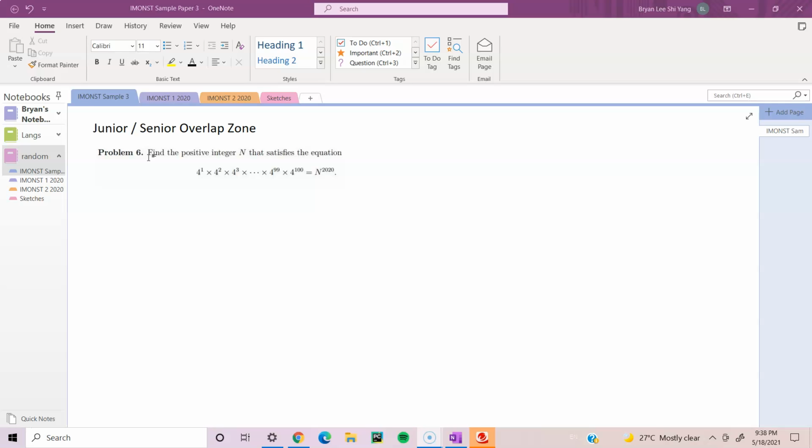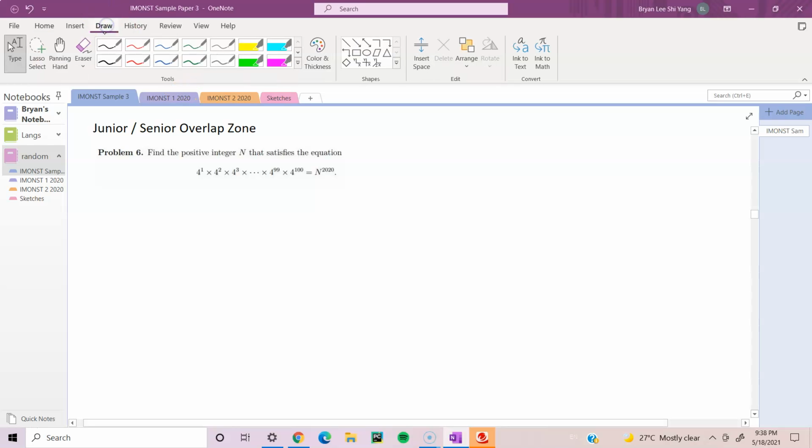As you can see here, problem 6 states: find the positive integer n that satisfies the equation 4 to the power of 1 times 4 to the power of 2, all the way up to 4 to the power of 100, equals n to the power of 2020.